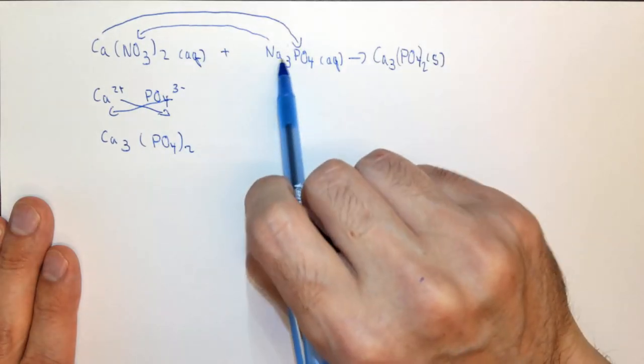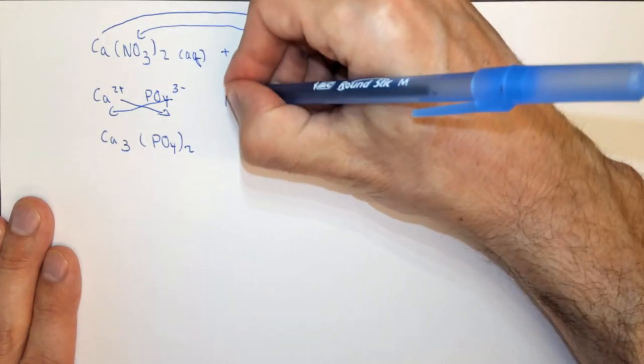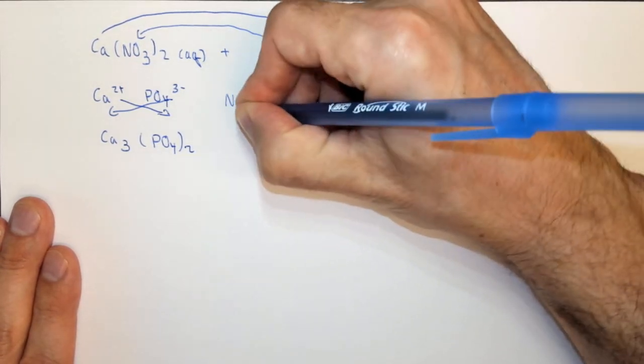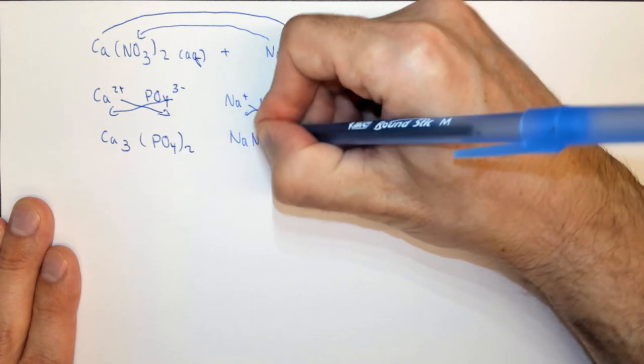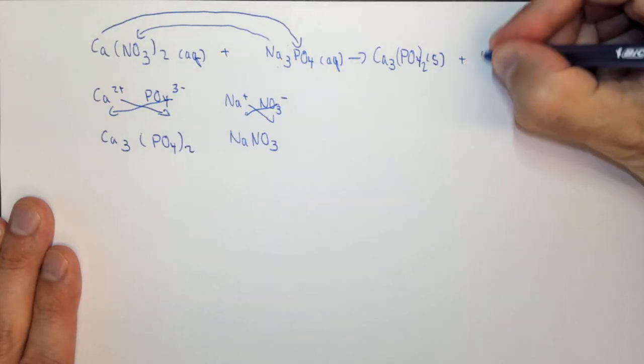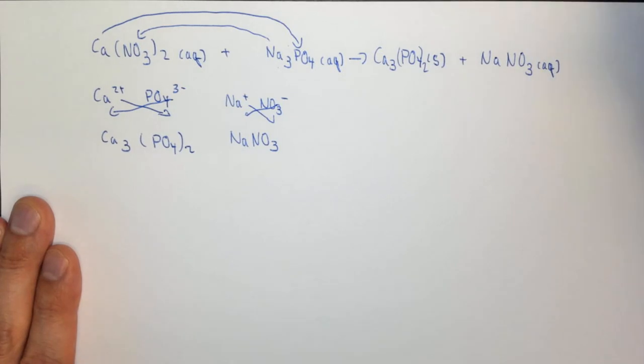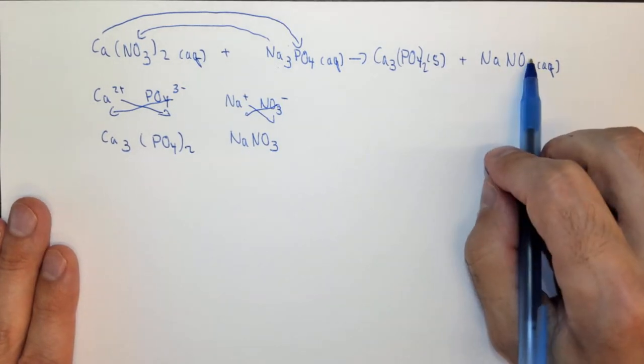The other one is Na+ and NO3−. So we have Na+ and NO3−. Cross them, and you end up with NaNO3. And NaNO3 is aqueous because 1A metals are always soluble and nitrates are always soluble.